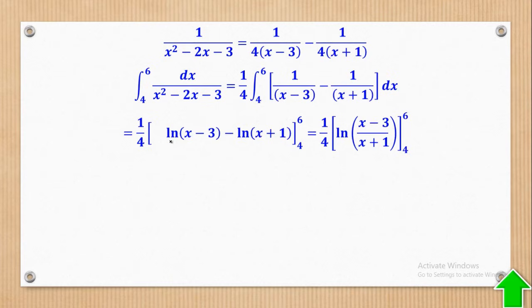So next, this minus this becomes a division. That is why you see here ln of x minus 3 divided by x plus 1. A quarter is maintained.